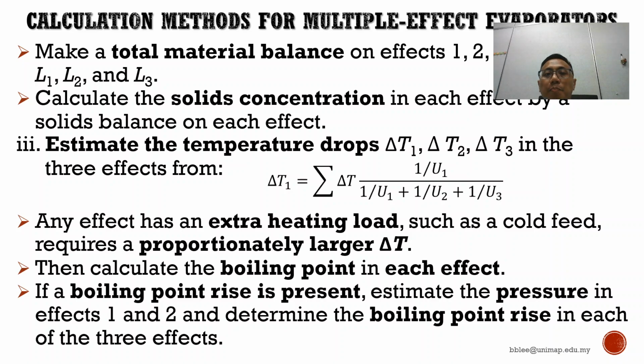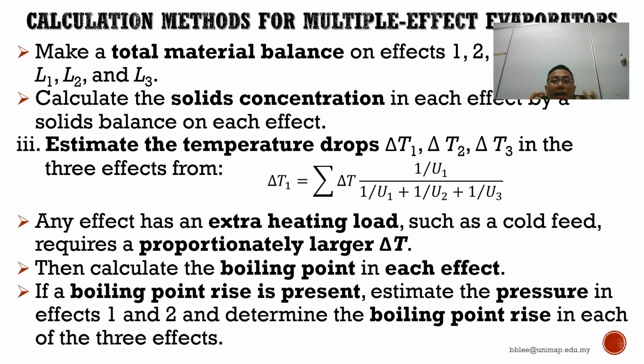Make a total material balance on effects 1, 2, and 3, and obtain the liquid mass flow rates for the first, second, and third effects, respectively, L1, L2, and L3. Then we calculate the solid concentration in each effect by a solid balance on each effect. This one we have to do as a material balance on the solid content.